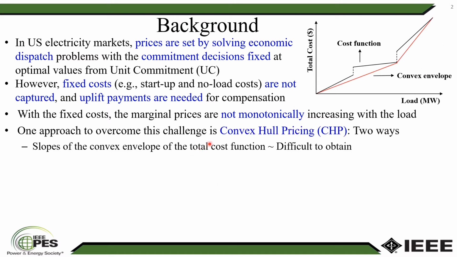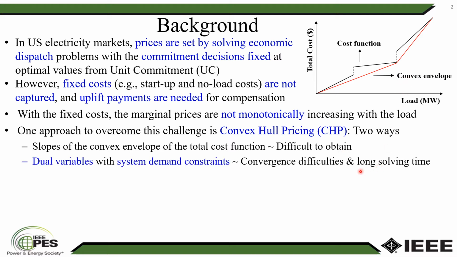One approach to overcome this challenge is convex hull pricing. There are two ways to get the convex hull price. The first one is using the slope of the convex envelope of the total cost function. Here, the red curve represents the convex envelope, and its slope gives you the convex hull price. And you can notice that the slope of the convex envelope rises monotonically with the load. However, this method is challenging as it's very difficult to obtain the convex envelope of the cost function.